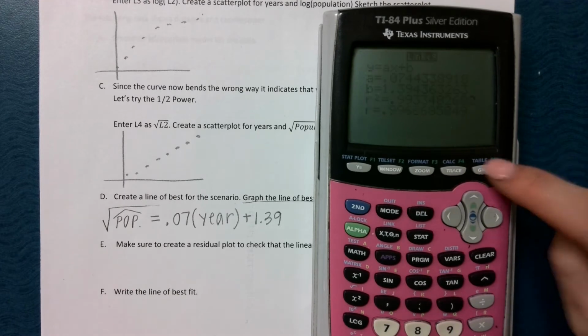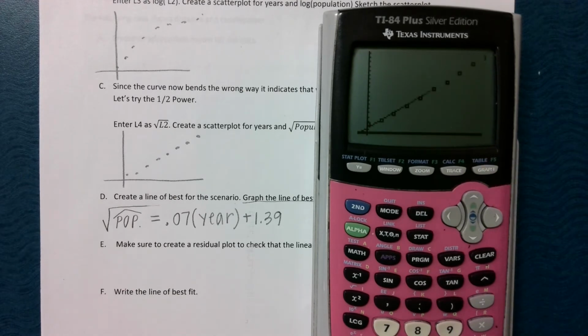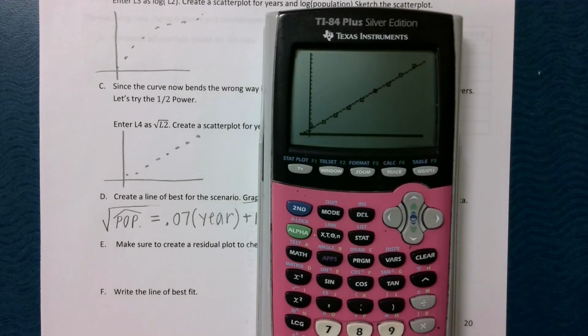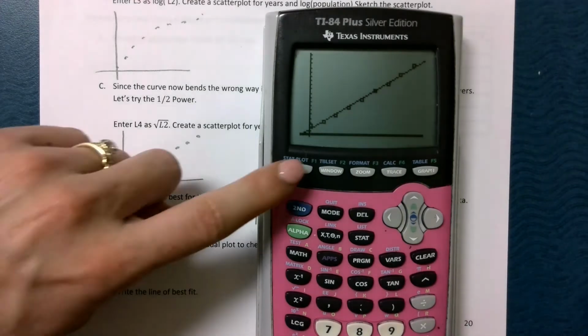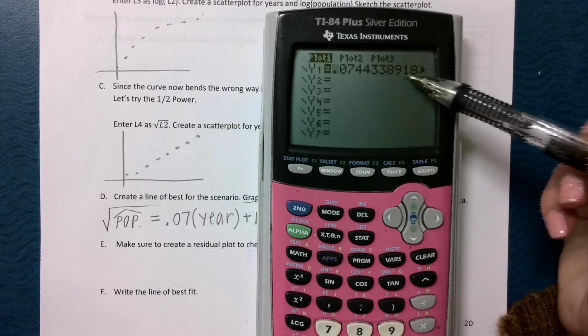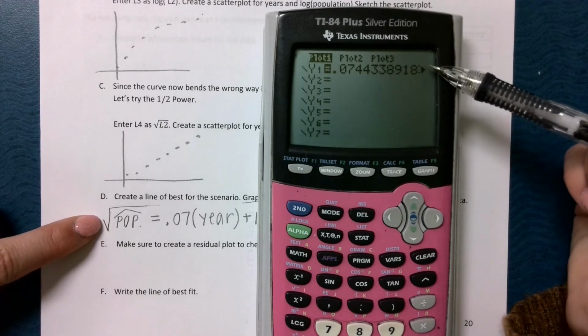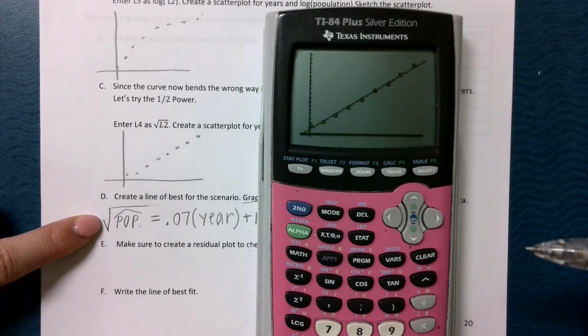Now, because we stored that line in our calculator, if I press graph, it's going to graph that line of best fit for me. If I go to my y equals, you'll see the entire equation saved on there, not just the rounded version. So this is the most accurate graph that we can get.